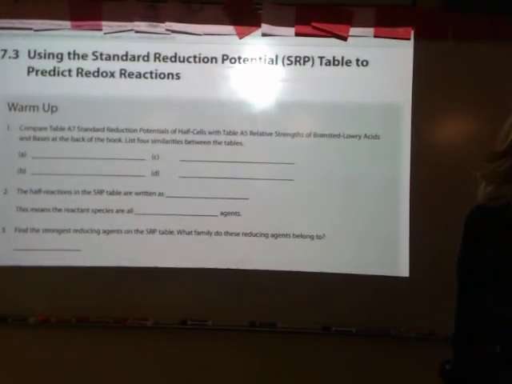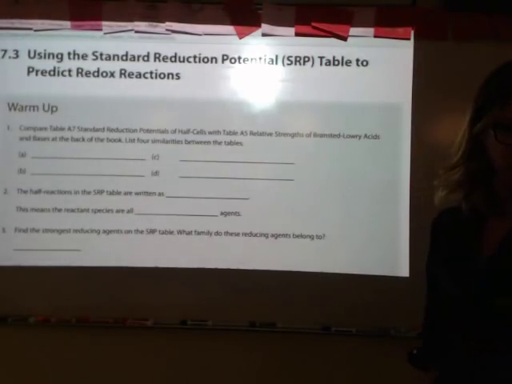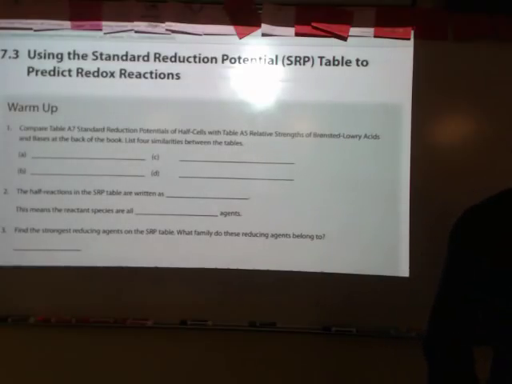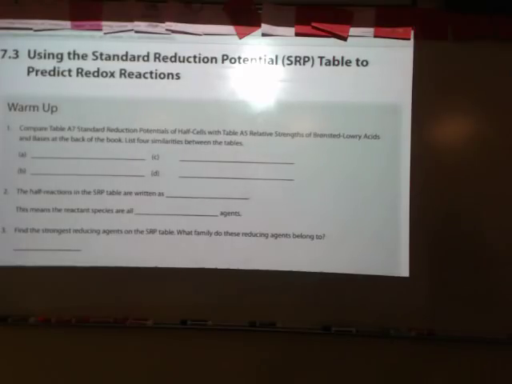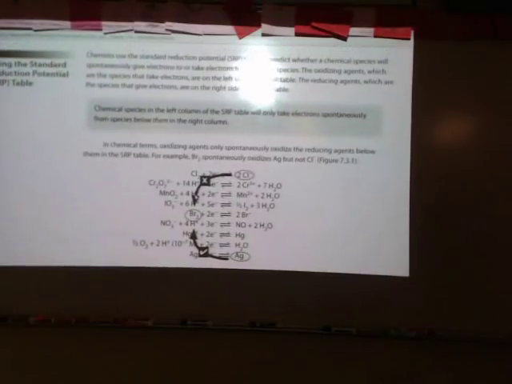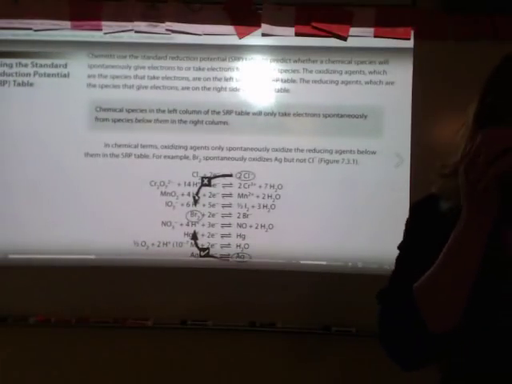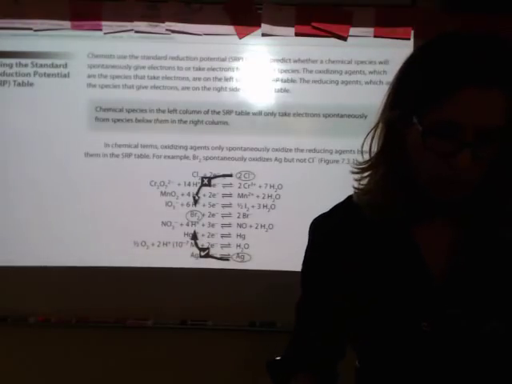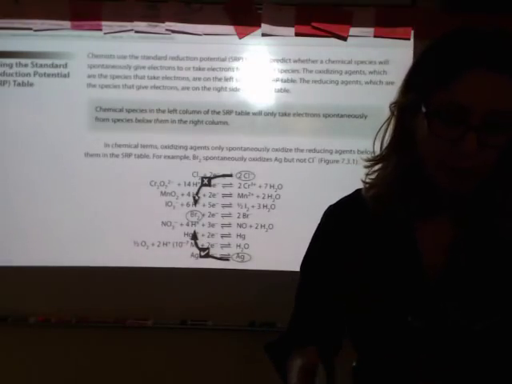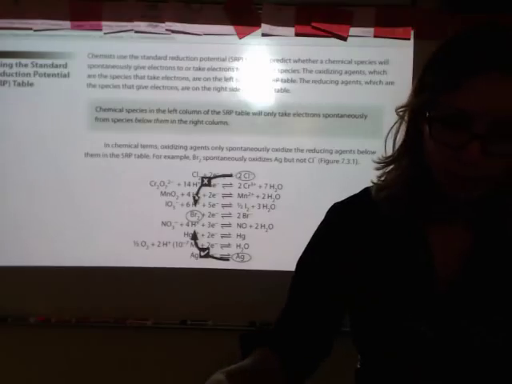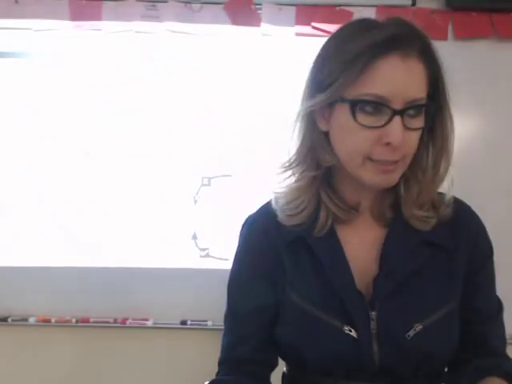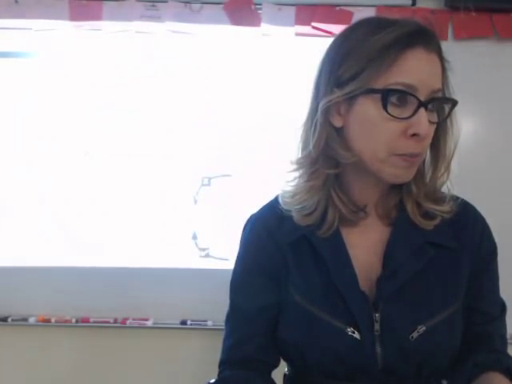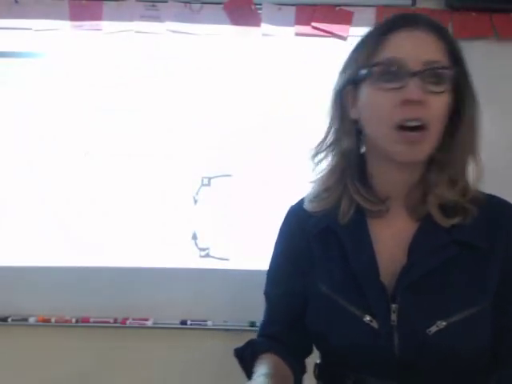Okay, so we're on using the standard reduction potential table, abbreviated SRP table, to predict redox reactions. I'm skipping the warm-up, so we're going to go straight to using the standard reduction potential table here. In my book, the table is on page 507 in the back, like the complete table. It's probably on a different page number in your book, but you may want to flip to the back and earmark the page because we're going to be using it a lot.